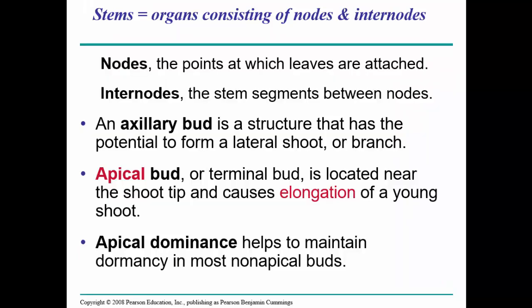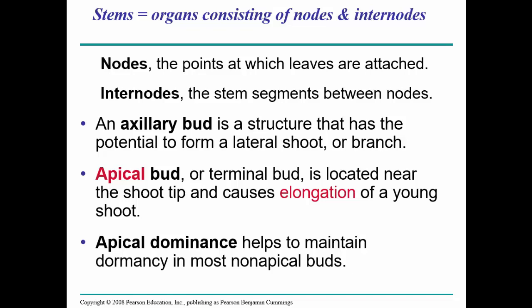Stem, actually I have explained all of them. Node, yes, which is the attachment of the leaf. Internode is the segment between node and node, so that is internode. And then axillary bud or lateral bud, apical bud, and then yeah, I have told you before.